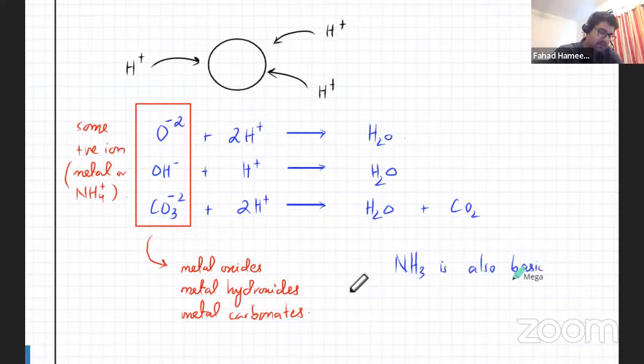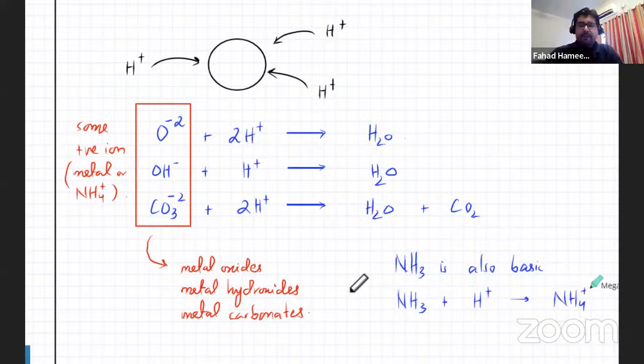Because it's a molecule which we'll study later on that also accepts H+1 ions and turns into NH4+1. So ammonia is also basic. So is this idea clear that these are some common bases: oxides, hydroxides, and carbonates?